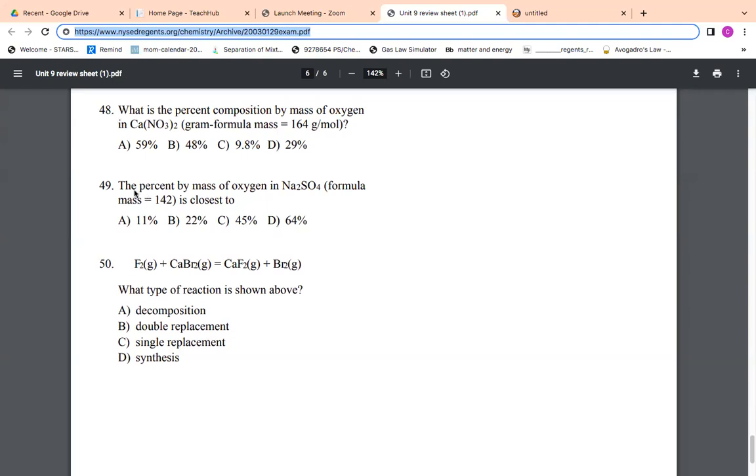All right, 49. The percent by mass of oxygen in sodium sulfate. So same sort of concept here. They're giving us the total mass, so that's nice. So the total goes at the bottom, that's 142. The total mass of the oxygen, there's 4 of them, each one is 16, so that's 64, so that goes on top. Again, part over the whole, times 100. And our final answer is going to come out to about 45%.